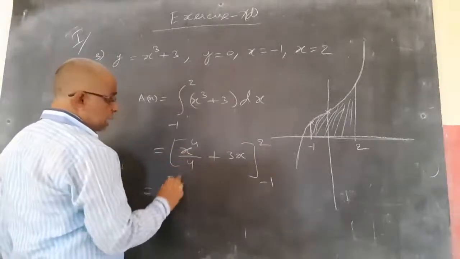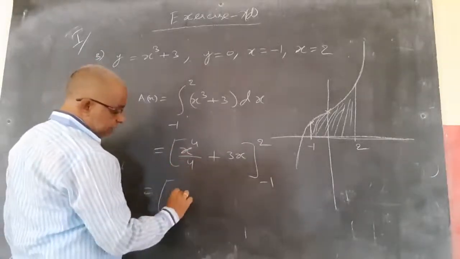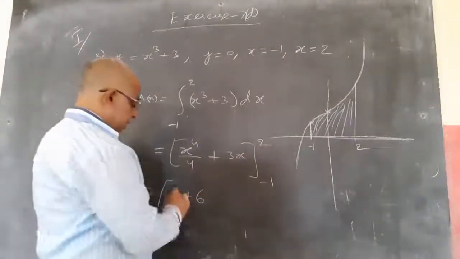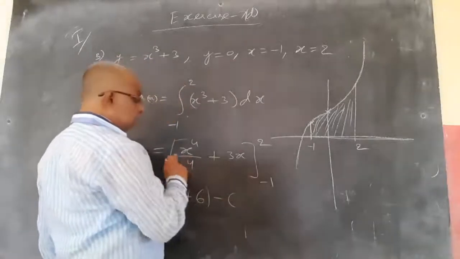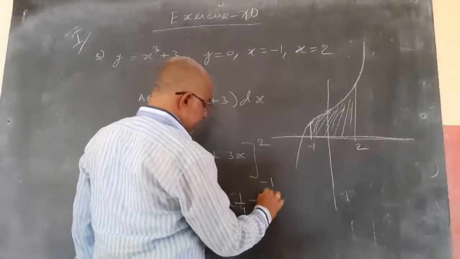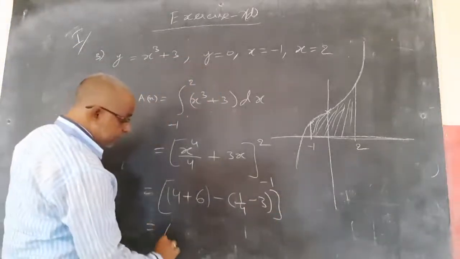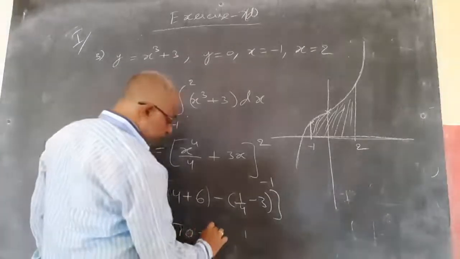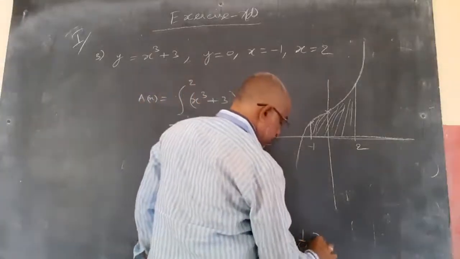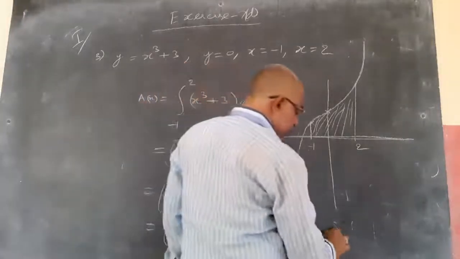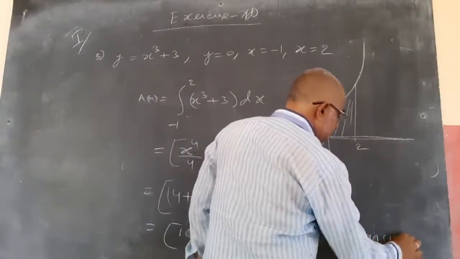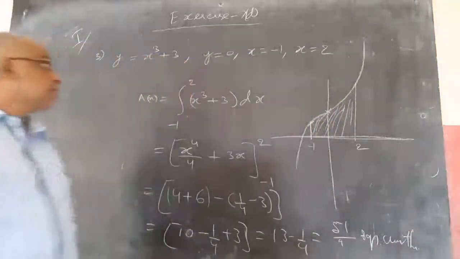If I substitute 2 here, 2 power 4 by 4, 16 by 4, is 4, plus 3 into 2 is 6, minus lower limit. If I substitute lower limit here, minus 1 power 4, 1 by 4, minus 3 into 1, 3. So if I open the brackets, 10 minus 1 by 4 plus 3, 13 minus 1 by 4, is equal to 52 minus 1, 51 by 4 square units.